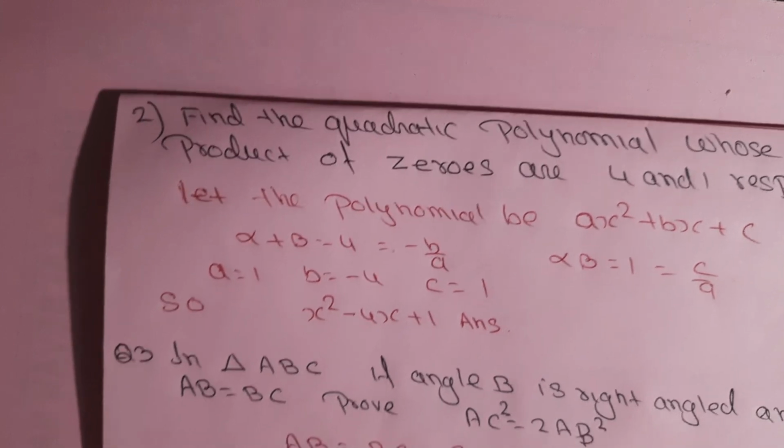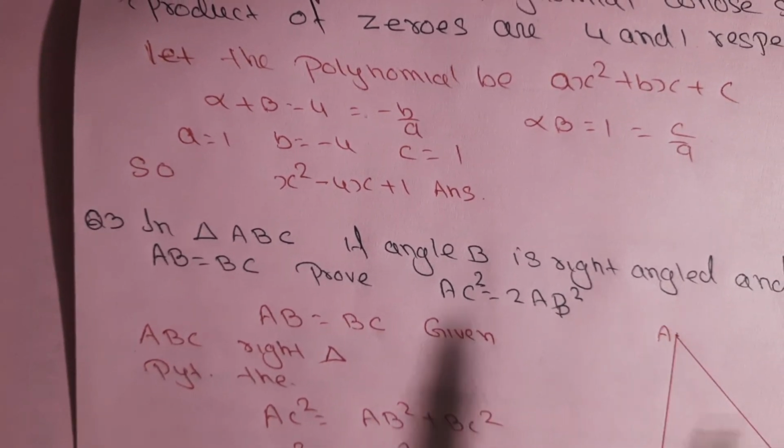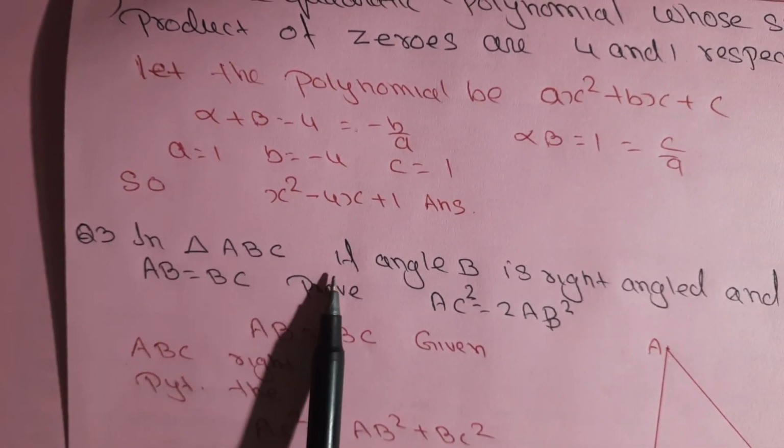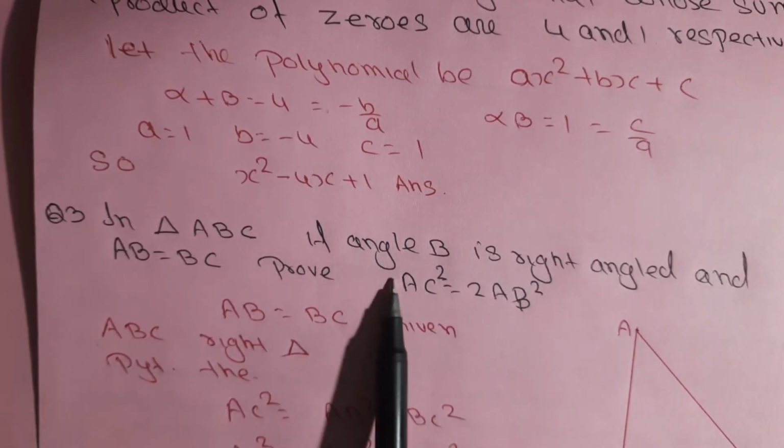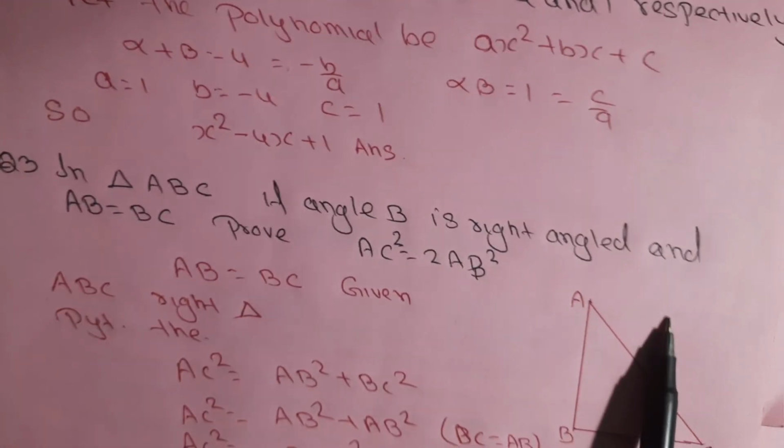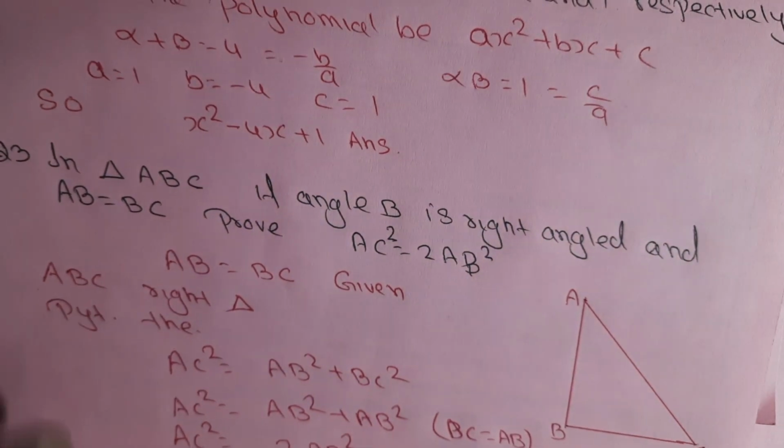Now question number 3. What is question number 3? In triangle ABC, if angle B is a right angle. This is the question.